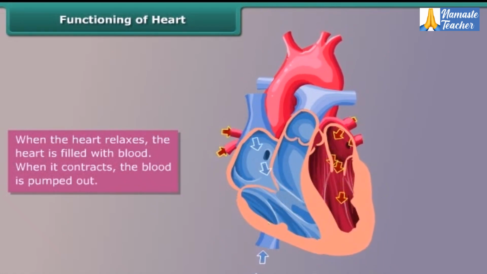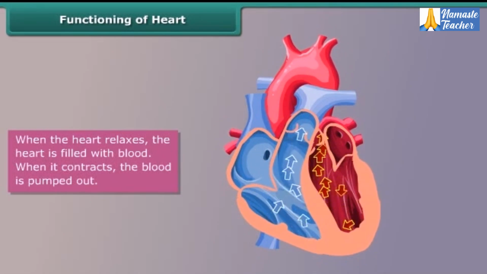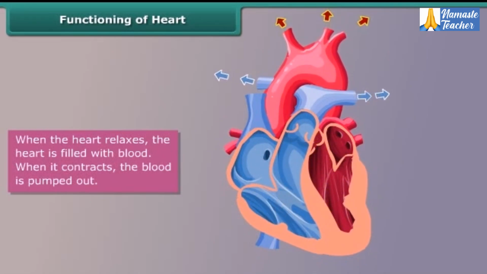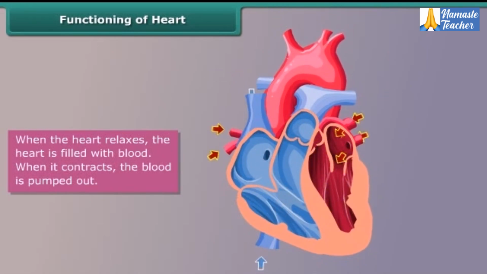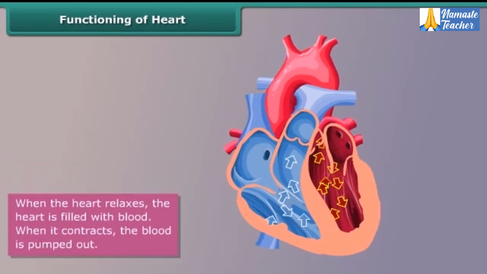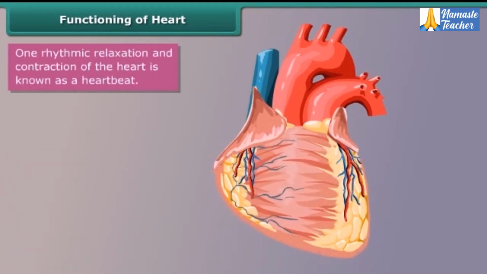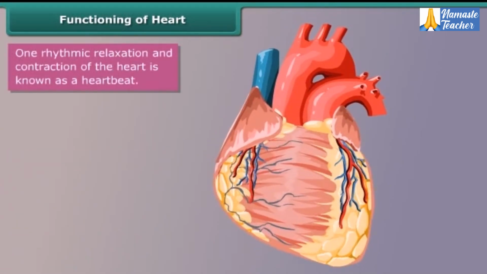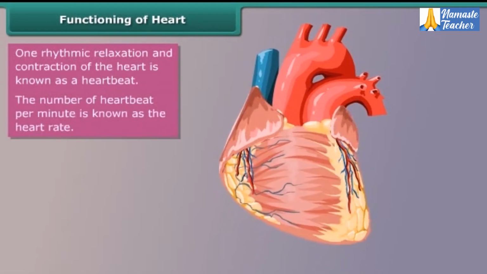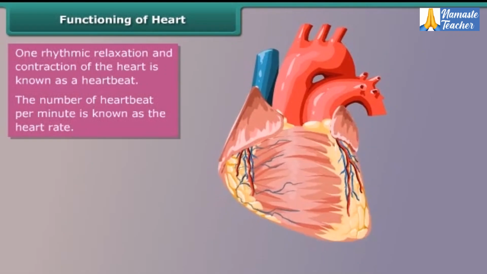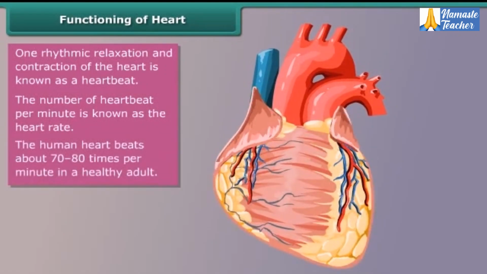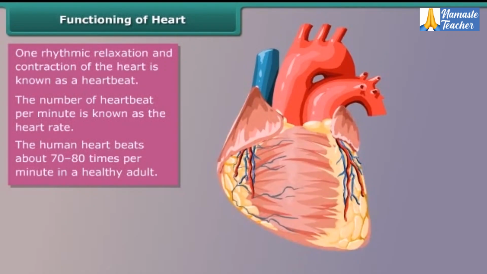When the heart relaxes, the heart is filled with blood. When it contracts, the blood is pumped out of the heart. One rhythmic relaxation and contraction of the heart is known as a heartbeat. The number of heartbeat per minute is known as the heart rate. The human heart beats about 70 to 80 times per minute in a healthy adult.